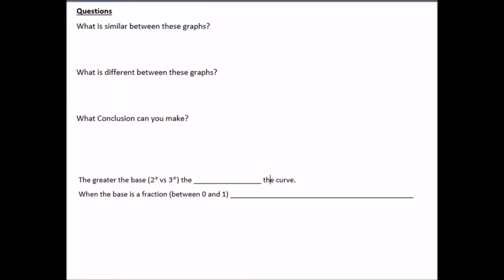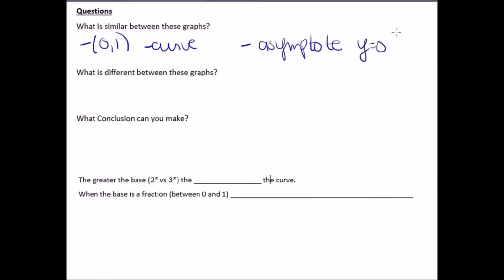So let's discuss the 3 graphs. What is similar between the 3 graphs? Well, they all go through the point (0, 1). And they're all curves. Okay, they're not lines, they're not quadratics. And then they all have an asymptote at y equals 0. So they all approach y equals 0, like that or like that.